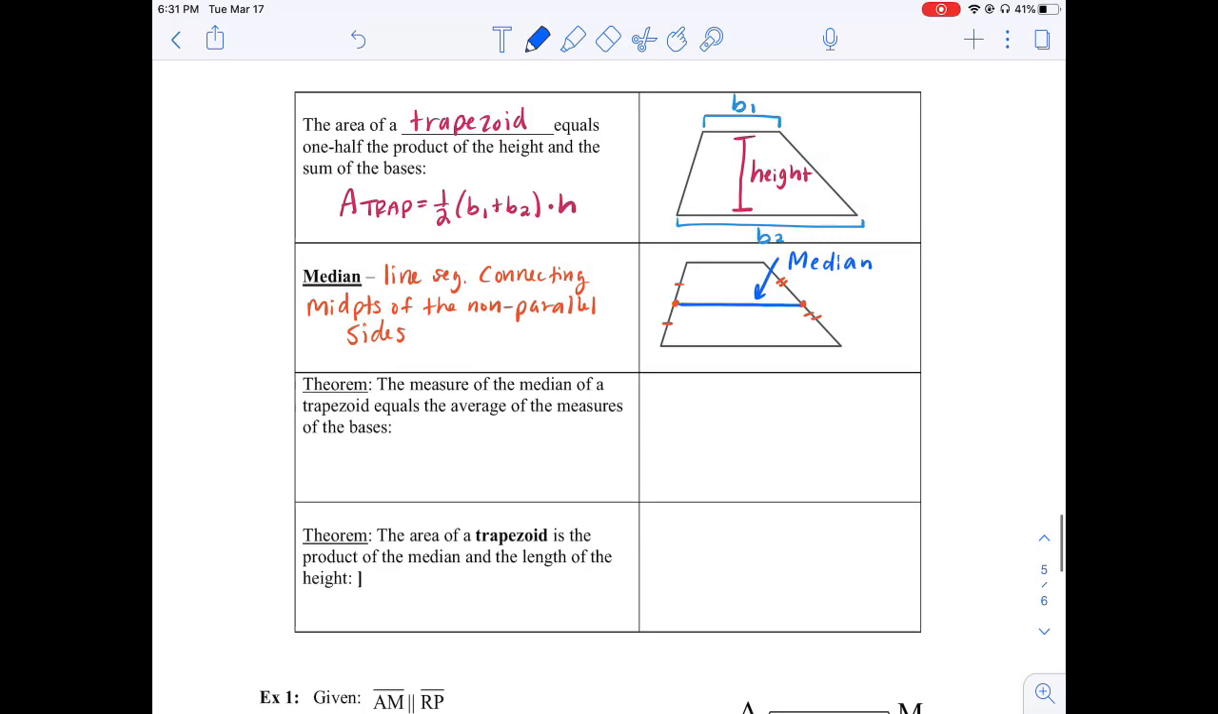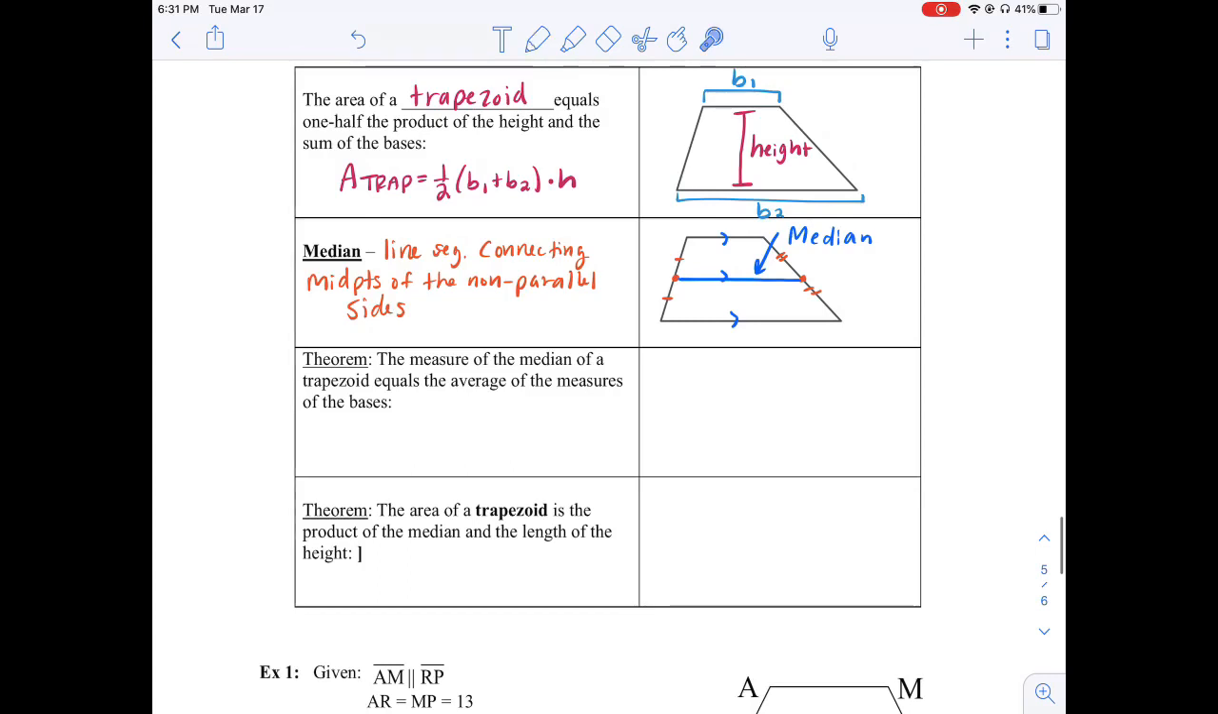So what we'll notice here is that the median comes out to be parallel to our already parallel bases, and it's going to be halfway across the height of this trapezoid. And so that leads us into our next theorem, that in order to figure out how long this median is, we can determine that the median is equal to the average of the measures of the bases. Well, how do we average something? We add it together and we divide it by 2. So that gives us the median is 1/2 of (base 1 plus base 2).